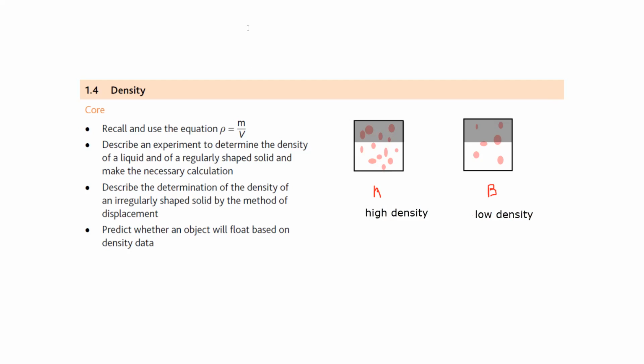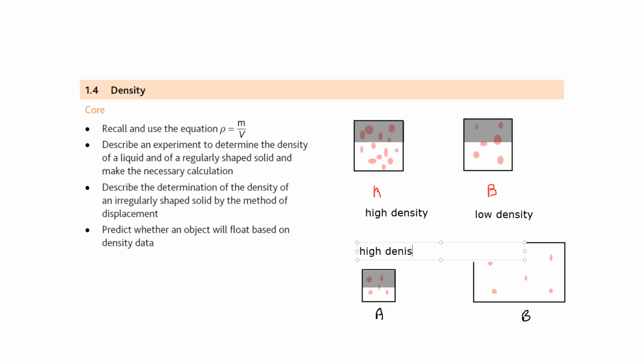And I'll give another example. If we take two objects which have different volumes, but the same number of particles, like object A having say 5 particles, and object B also having the same 5 particles. When I take an equal volume from both objects A and B, which object has more matter, A or B? You can clearly see that A has a greater amount of matter. So A has high density and B has low density.